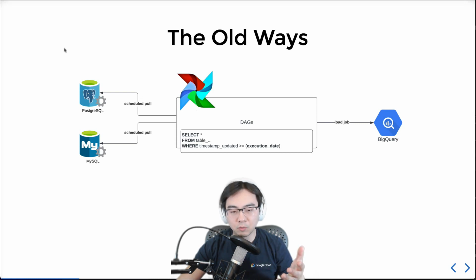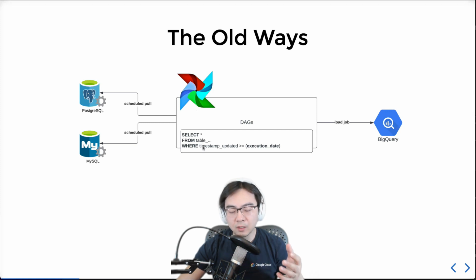This is probably one of the common ones where you get data using a schedule. You have an Airflow cluster running in the middle, where you run DAGs, and you have the databases on the left, which are your source systems, such as Postgres or MySQL. It's typically using a scheduled pull, either daily or hourly, to get that data into BigQuery, right?